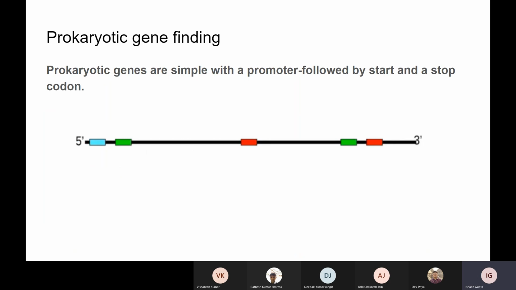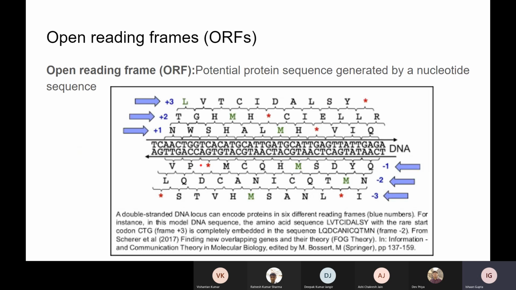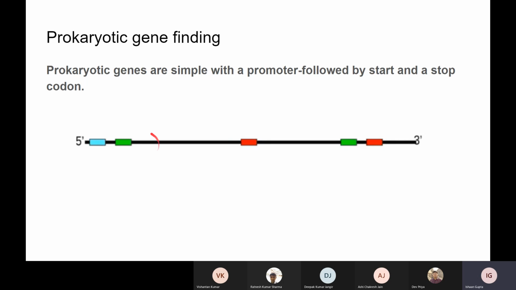So let's start with the simplest case, which is prokaryotic gene finding. In the case of prokaryotic genes, it's pretty straightforward. You would have a promoter followed by a start and a stop codon, right? So you have a promoter in blue and you have a start codon and a stop codon. But we know that in the case of prokaryotes, because of the operon structure, one promoter can be followed by multiple start and stop codons, right? So this is one of the challenges that you might have.